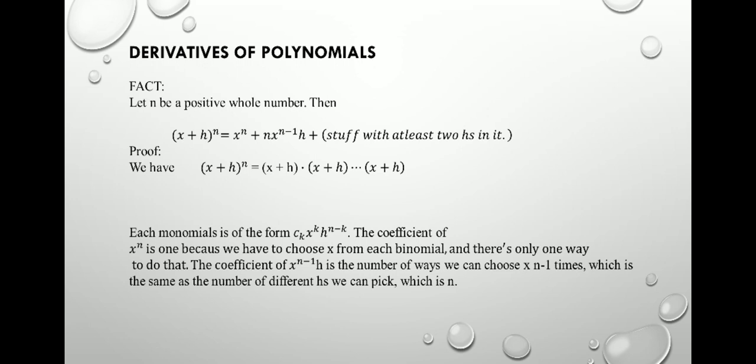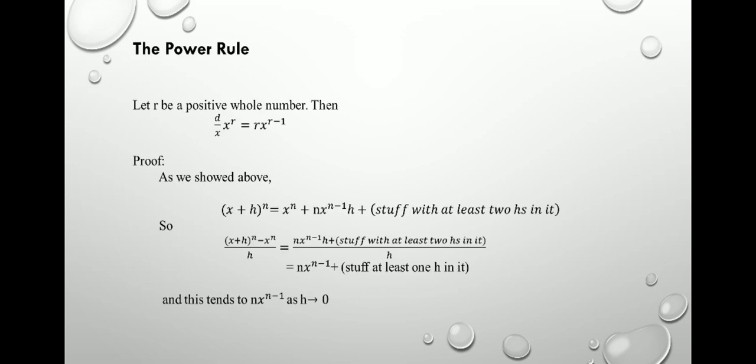The coefficient of x^(n-1) h is the number of ways we can choose x n-1 times, which is the same as the number of different h's we can pick, which is n. We have here the power rule. Power rule: let r be a positive whole number. Then d/dx of x to the r power is equal to r x to the r minus 1 power. We have the proof as we showed above.